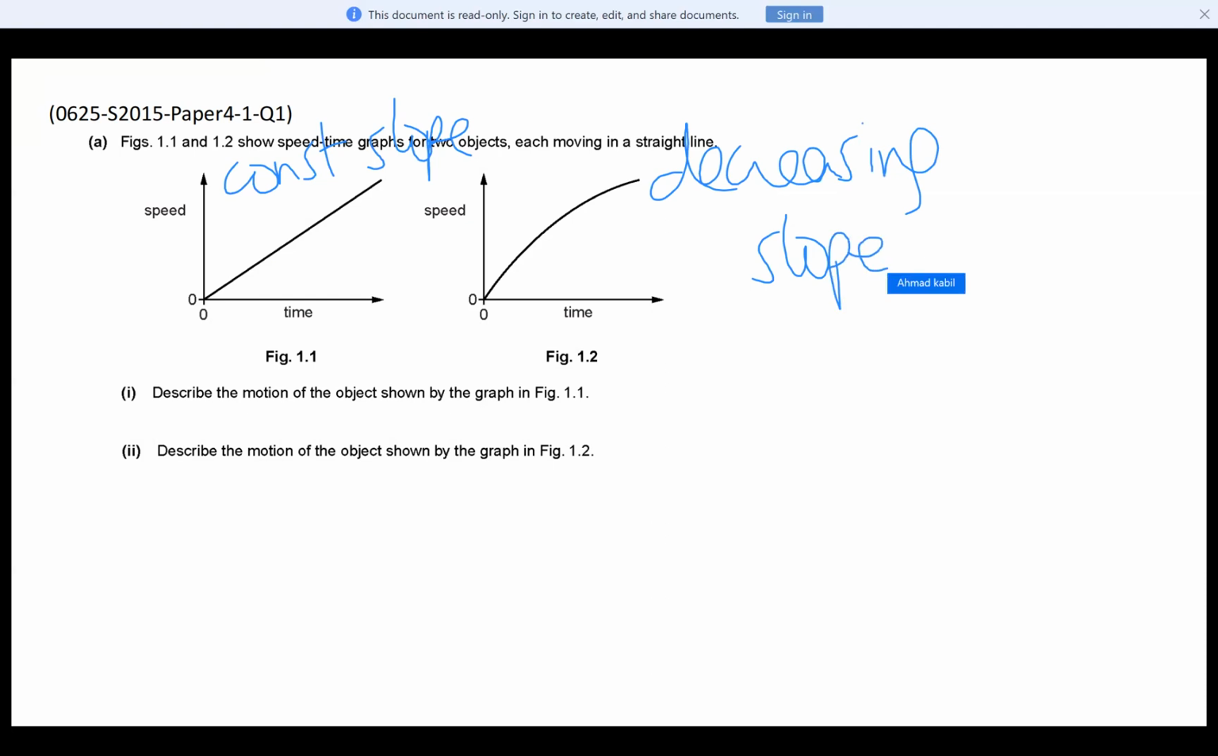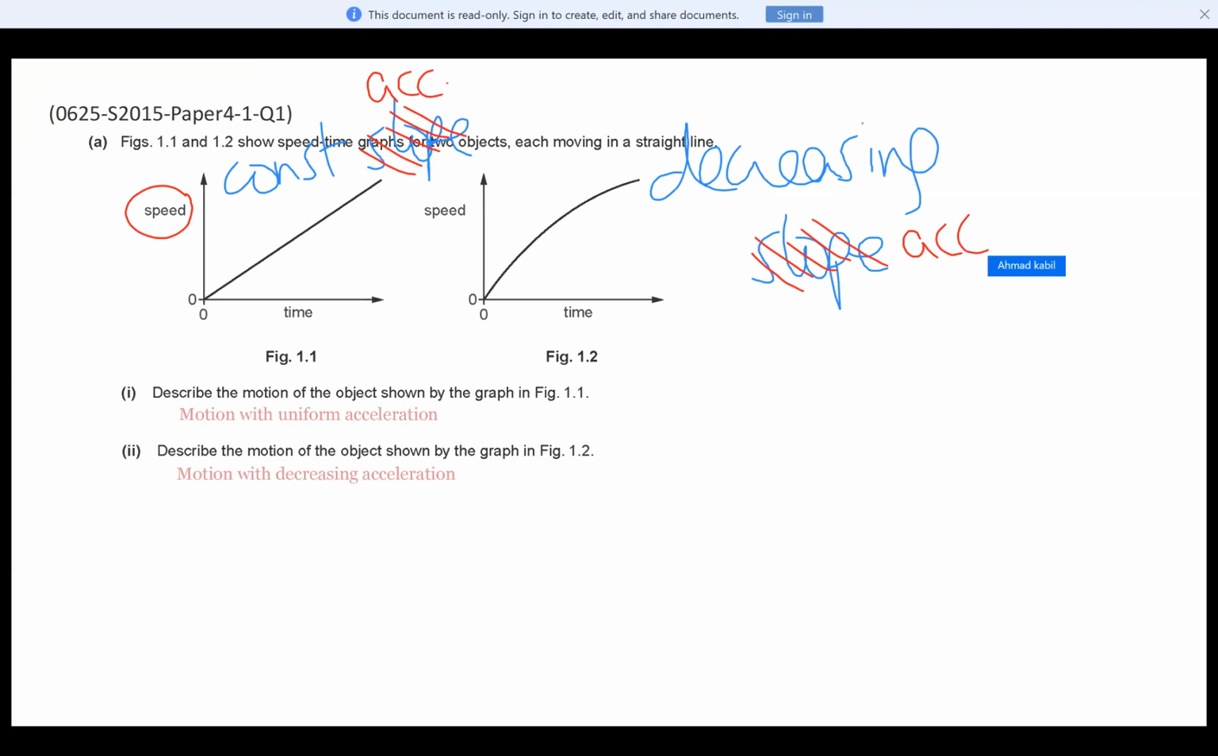And then we look at the graph and we translate slope into a physical quantity. So here the graph is a speed time graph. So the slope would be the acceleration. So we cross out slope and write acceleration. And therefore, in the first one, we have uniform or constant. Uniform and constant mean the same thing. So constant acceleration for the first one, decreasing acceleration for the second one.